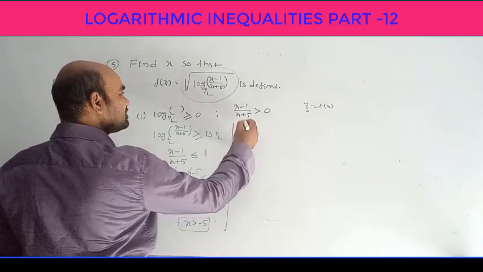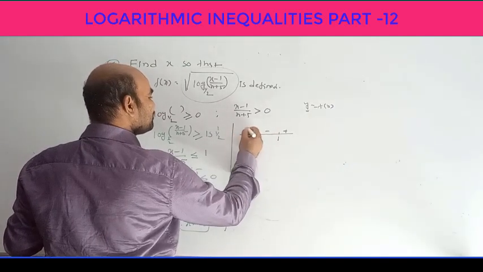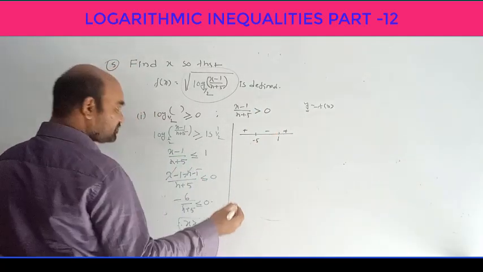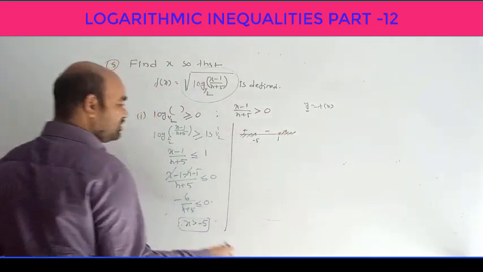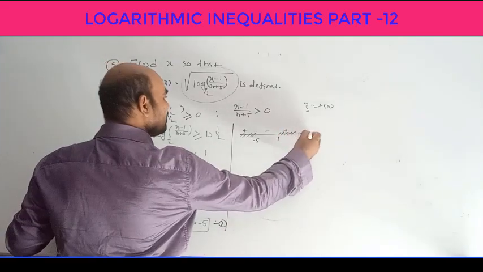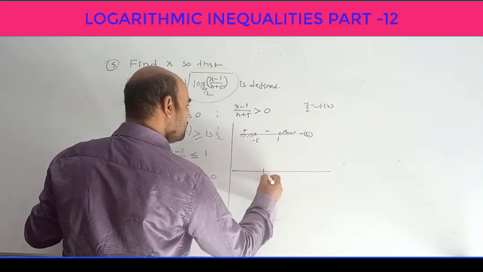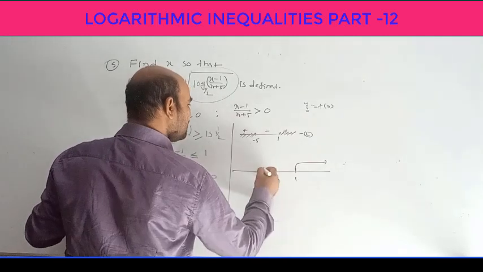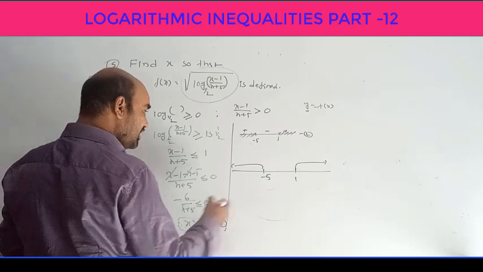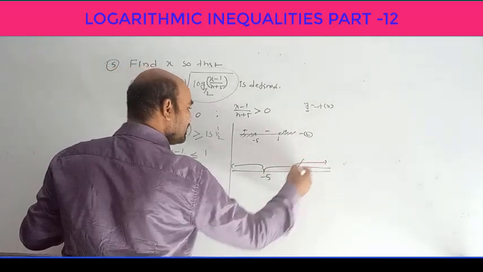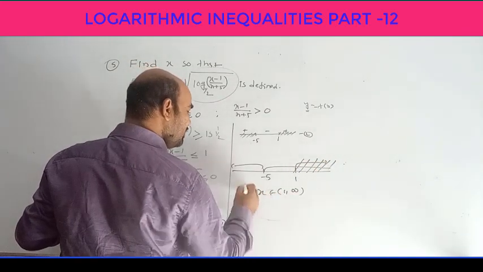So the second part, we should find their intersection now. I can use a number line. This is minus 5, this is 1, with signs plus, minus, plus. We want positive signs. This is the second part, and this is the first part. Now you want to find the intersection. Again I want a number line: minus 5, 1. The first one says below minus 5 and above 1. The other says x should be greater than minus 5. So the intersection is this. Therefore, x belongs to open interval 1 to infinity in this domain.